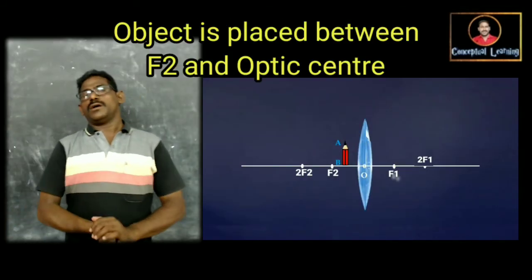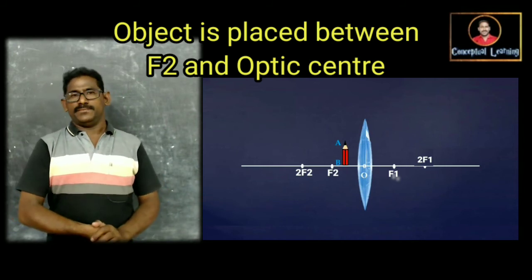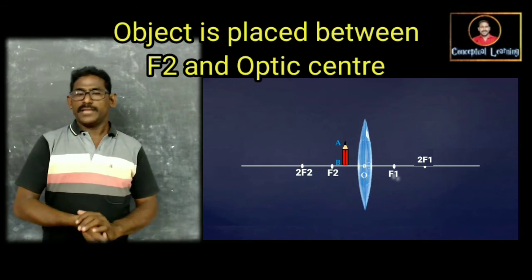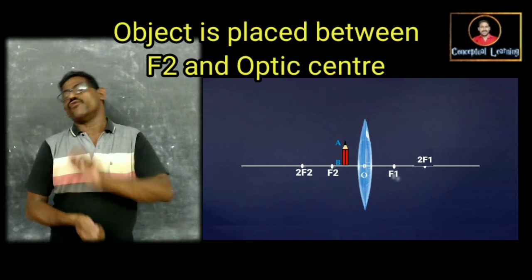And now the sixth case, if the object is placed between F2 and the optic center, that means the object is placed at less than the focal length.